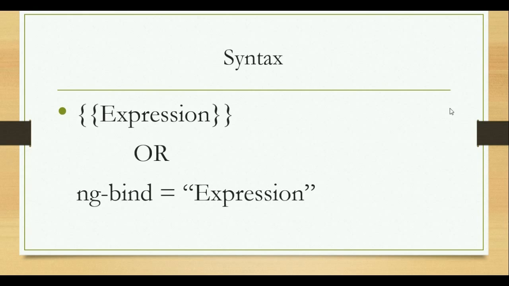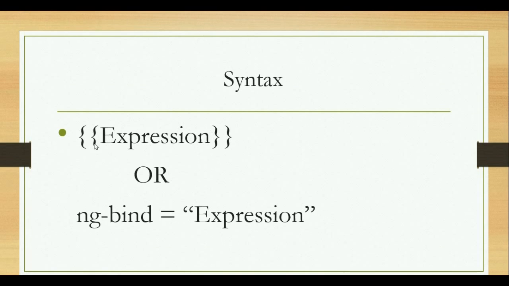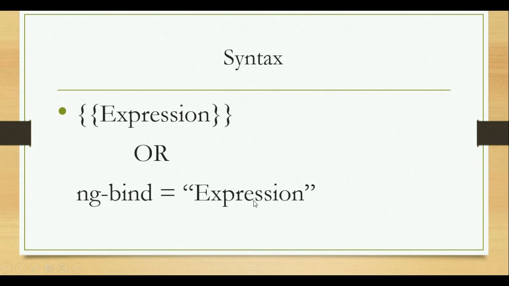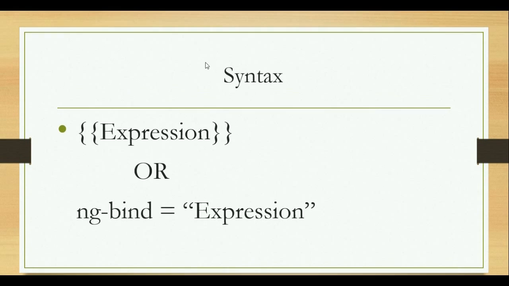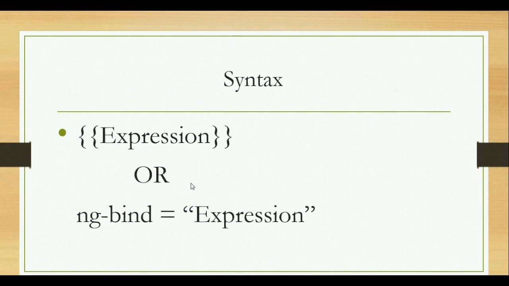There are two ways of writing expressions in AngularJS. The first one is this method, writing inside those two curly braces, and the other one is writing like this: ng-bind is equal to, then put the double quotes and then write inside. Whatever you write inside will be an expression. So for example, you write 5 plus 5, so 5 plus 5 is your expression here. Okay, and it will be resolved and it will give you a result back.